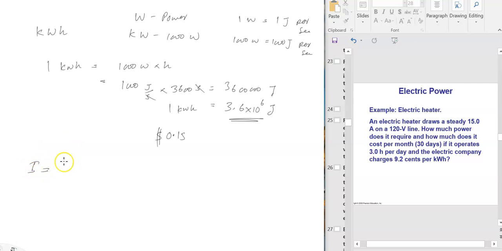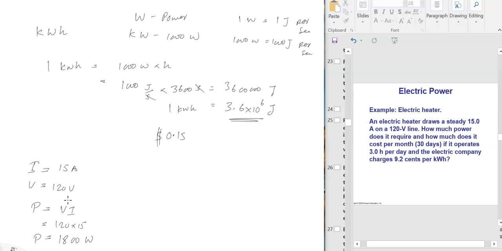The current it draws is 15 amps. Voltage in the lines is 120 volts. How much power does it require? What's the power? Power is VI. So 120 times 15. What is 120 times 15? 1800. So for this electric heater, the power consumption is 1800 watts, means it uses 1800 joules every second.